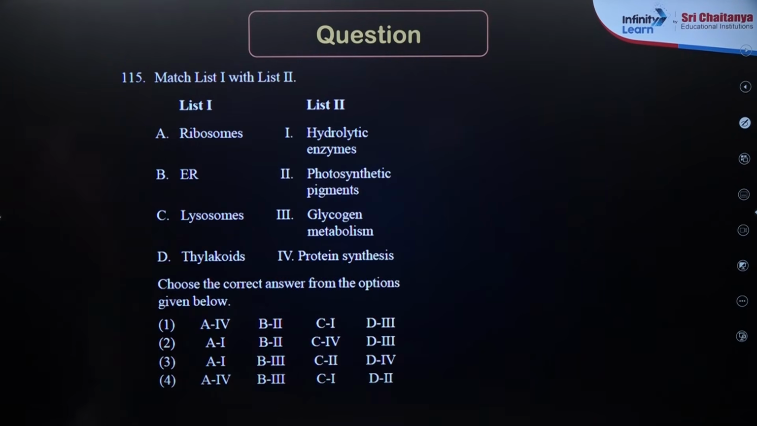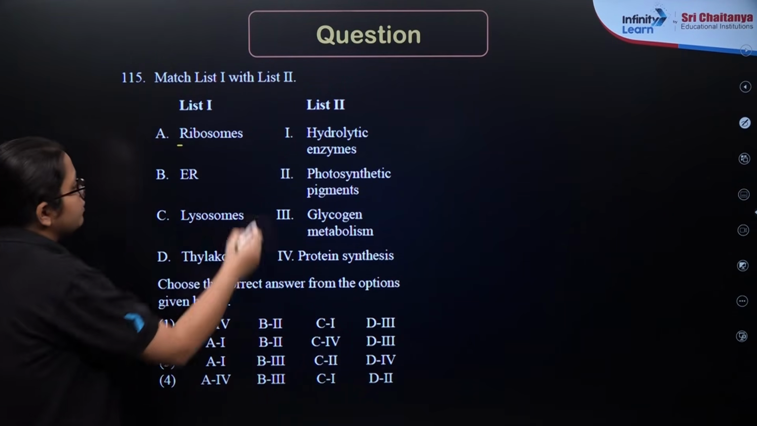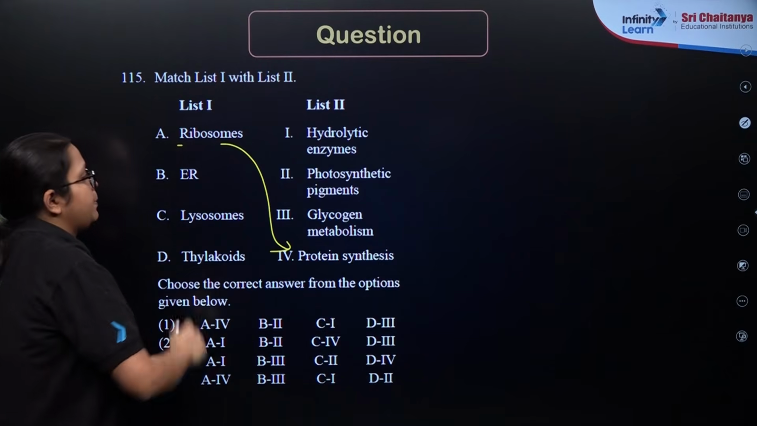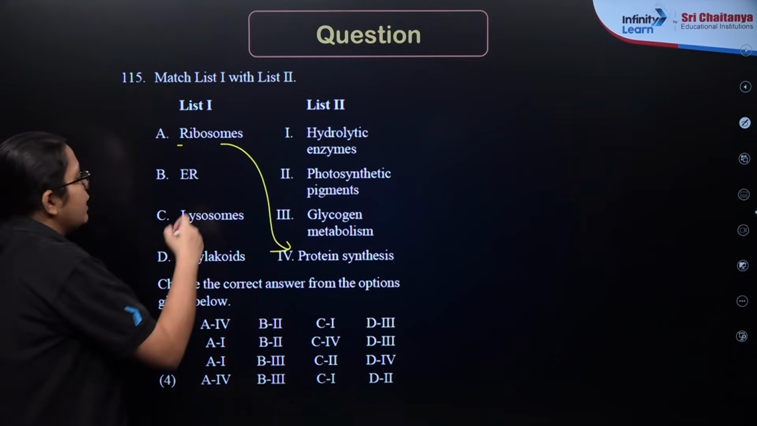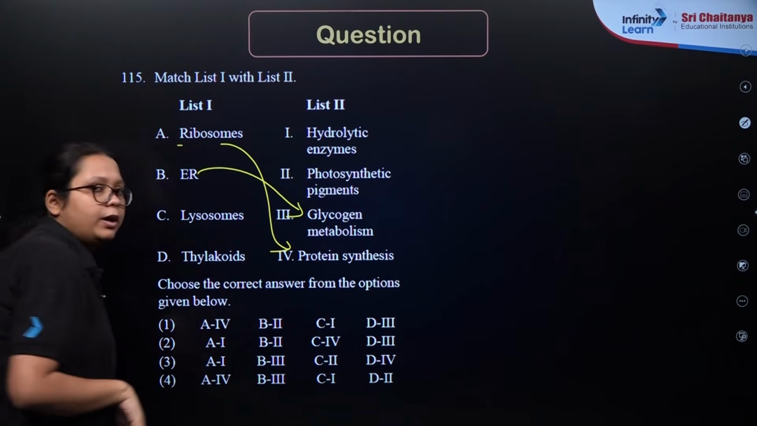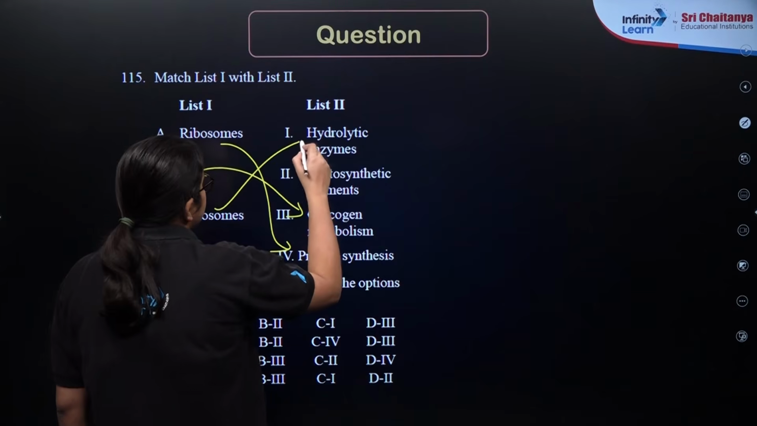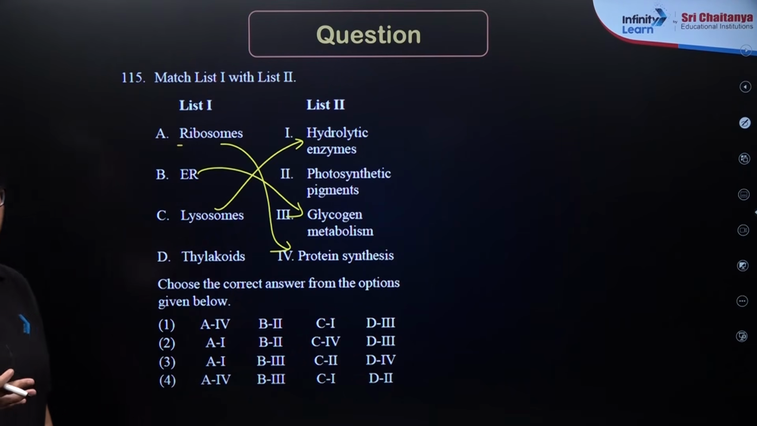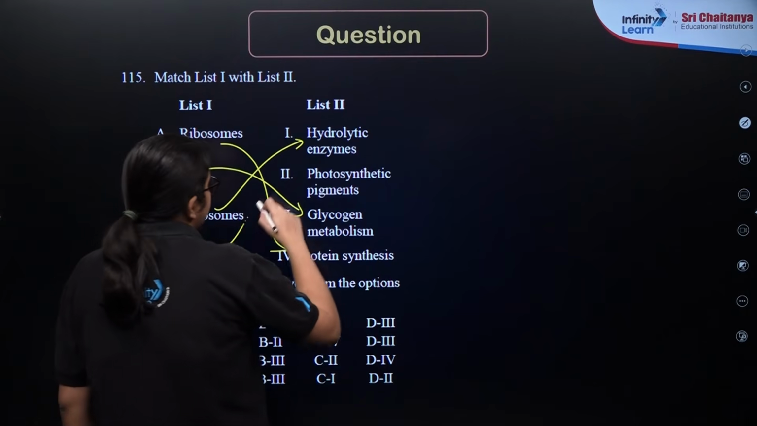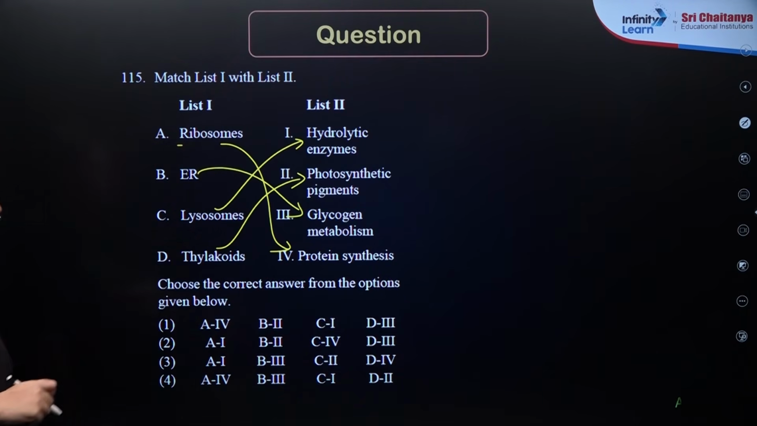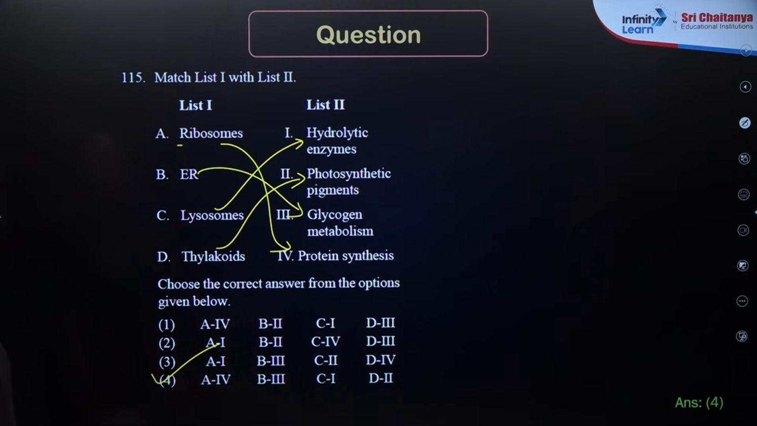Next question. Here we have to match again. So what do ribosomes do? Ribosome is involved in protein synthesis. ER, endoplasmic reticulum, what does it do? It is involved in glycogen metabolism. Lysosomes have hydrolytic enzymes which digest complex organic molecules. Thylakoids have the photosynthetic pigments. Okay, so which is the correct answer? The fourth one. Fourth is the correct match.